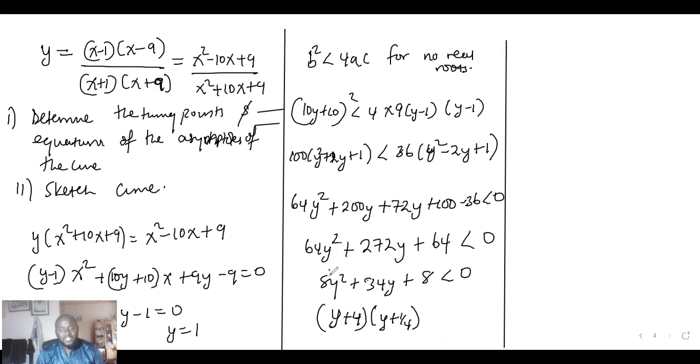Because I've not reduced this to 2 to 17 to 2. Okay. Then we investigate our regions. If we recall how to investigate: y less than negative 4, negative 4 less than y less than negative a quarter, and y beyond negative a quarter.